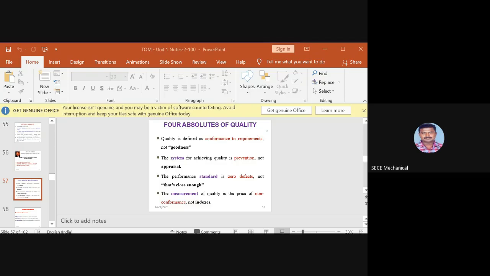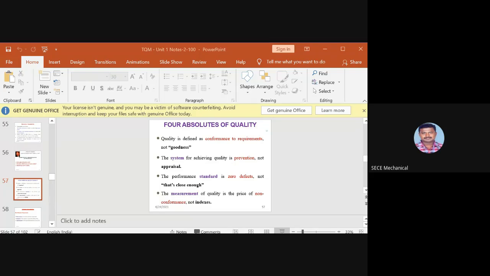Okay, the system for causing quality is prevention, not appraisal. The second absolute is that the system for causing quality is prevention and it is not considered appraisal. The third absolute is that the performance standard is zero defects, not that close enough. Okay, so zero defects is very much better.